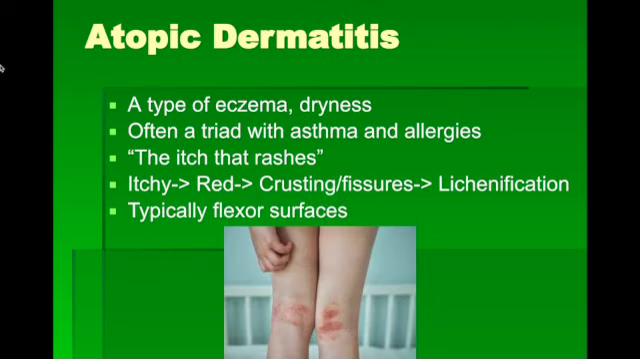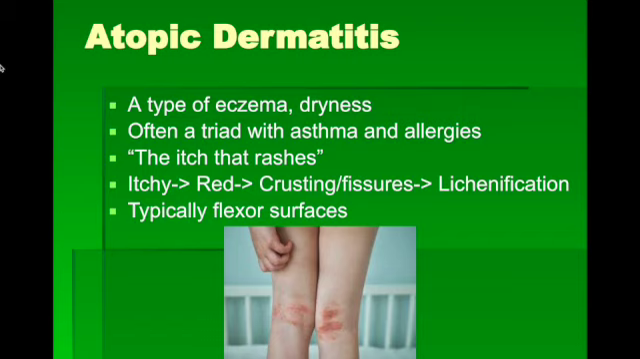Atopic dermatitis is a type of eczema, typically associated with a lot of dryness. These will often be seen in a triad where the patient has asthma, allergies, and eczema or atopic dermatitis. So it's helpful to ask about history of asthma and allergies in patients with presenting complaints similar to this, so that you can increase your likelihood ratio that this might be eczematous.